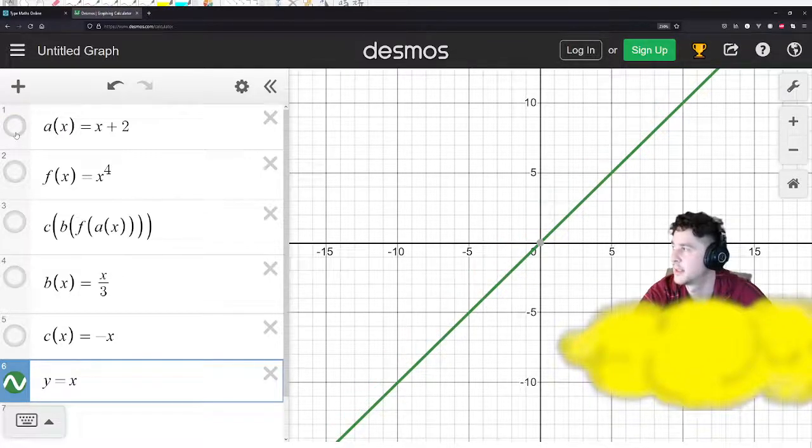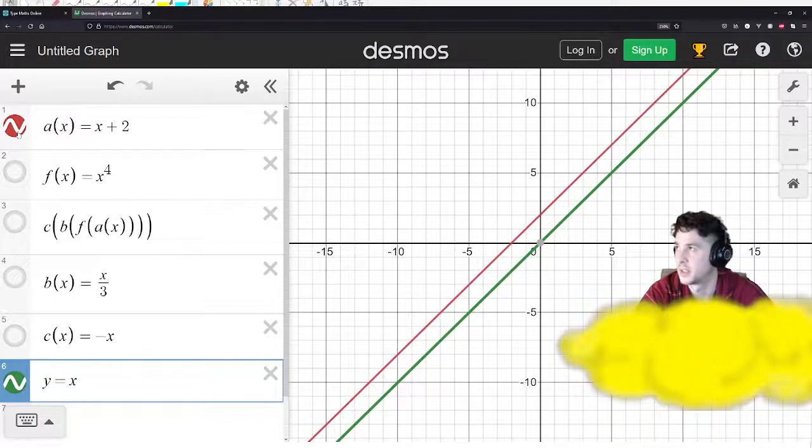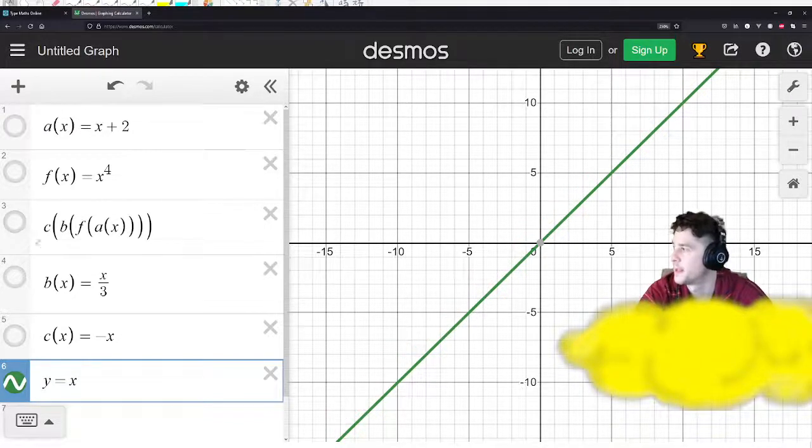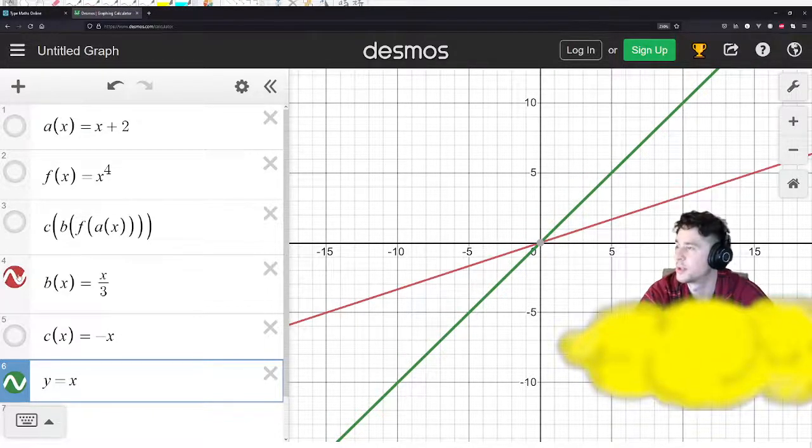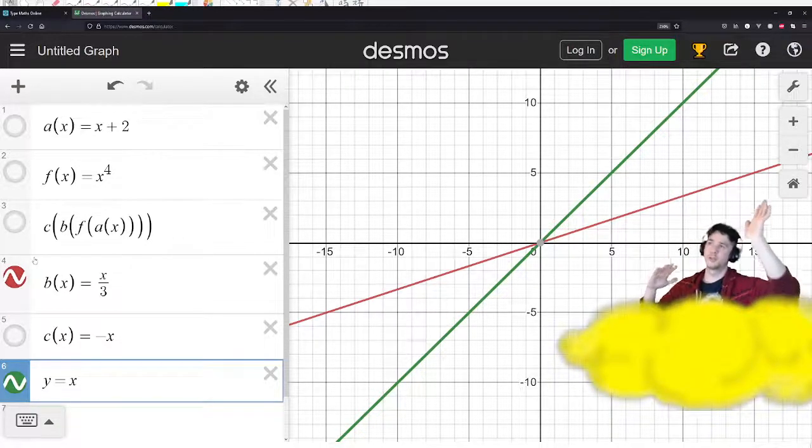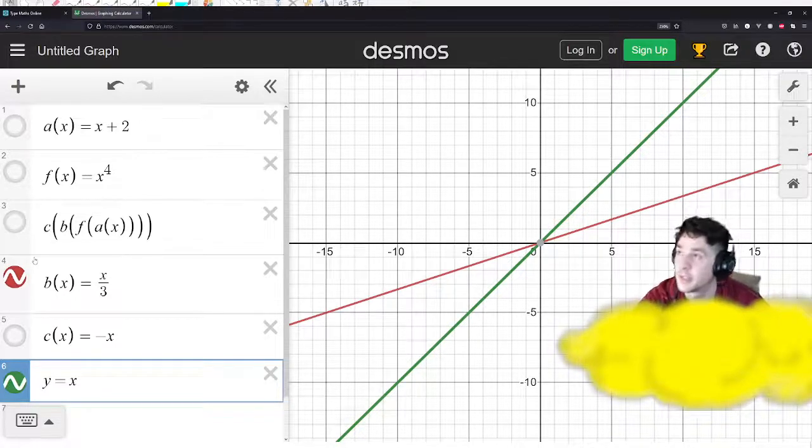And shifting to the left is done using this a of x function, which is going to shift everything to the left. Then the next thing we need to do is scrunch everything down. So where the a of x function shifted our y equals x to the left, the b of x function shifts our y equals x line by squashing it down. And so it does the same thing to the function that we're working with.